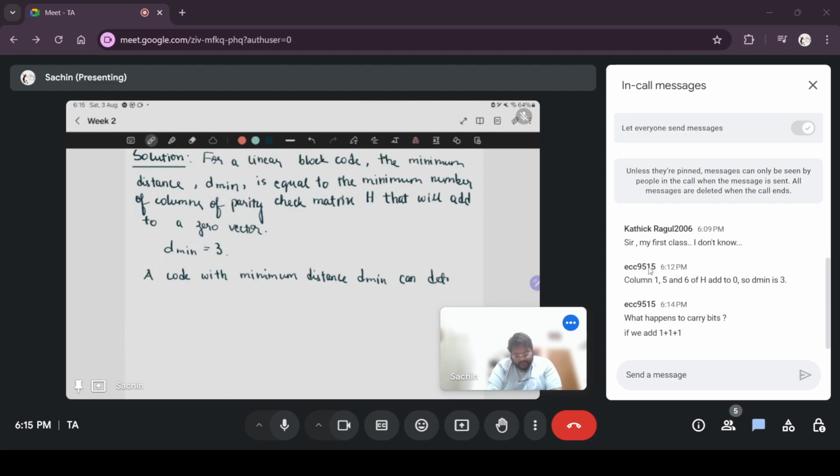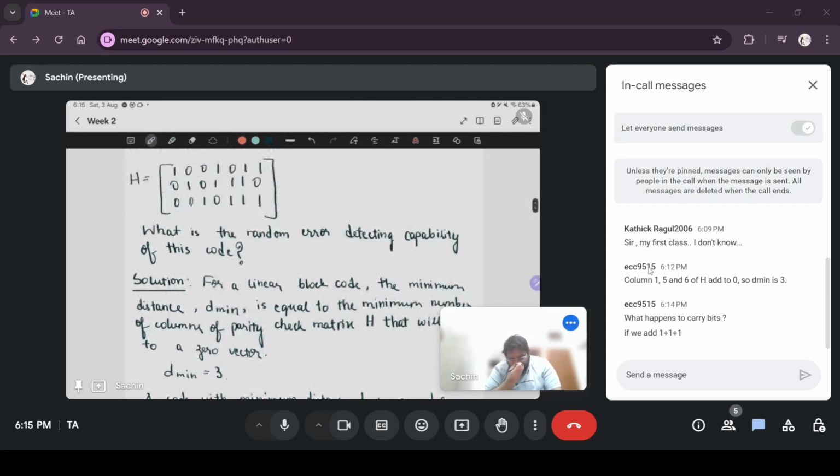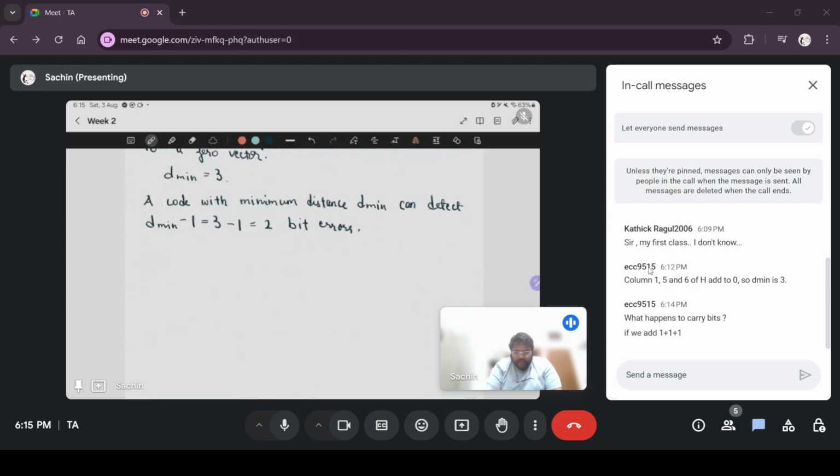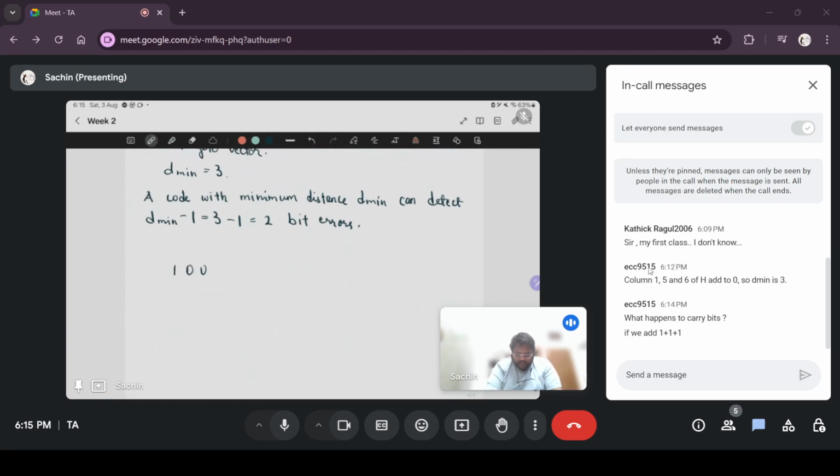Can detect dmin minus 1, which in this case is equal to 3 minus 1, which is 2 bit errors. So if you have a code word and you pass it through the channel, each code word will be of 7-bit length. Then if two of the bits get corrupted, so let's say you sent 1001110, and some two bits got corrupted, they don't have to be adjacent.